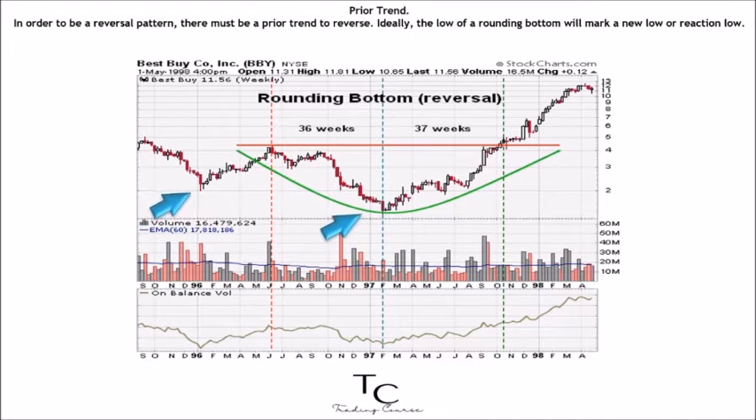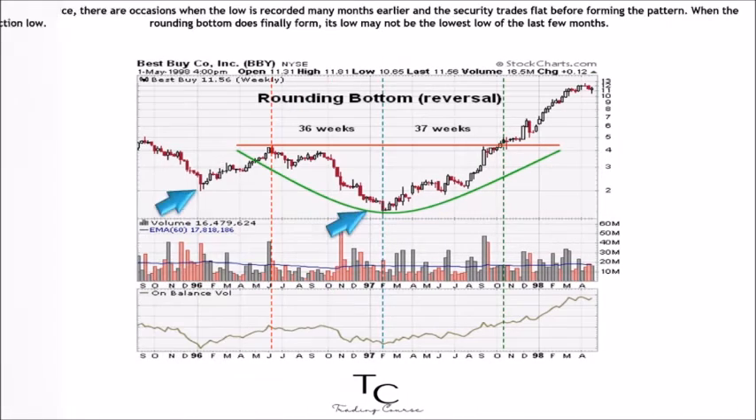Ideally, the low of a rounding bottom will mark a new low or reaction low. In practice, there are occasions when the low is recorded many months earlier and the security trades flat before forming the pattern. When the rounding bottom does finally form, its low may not be the lowest low of the last few months.